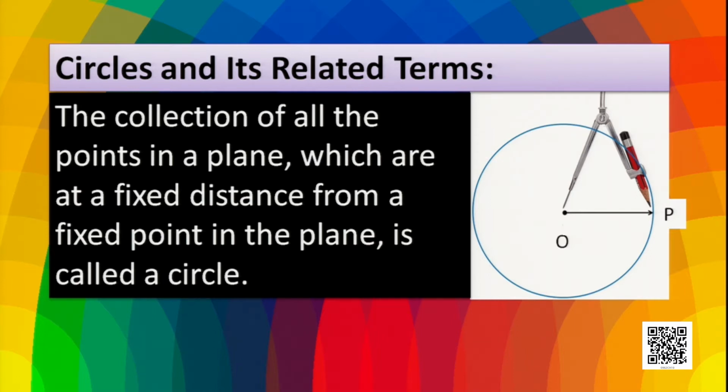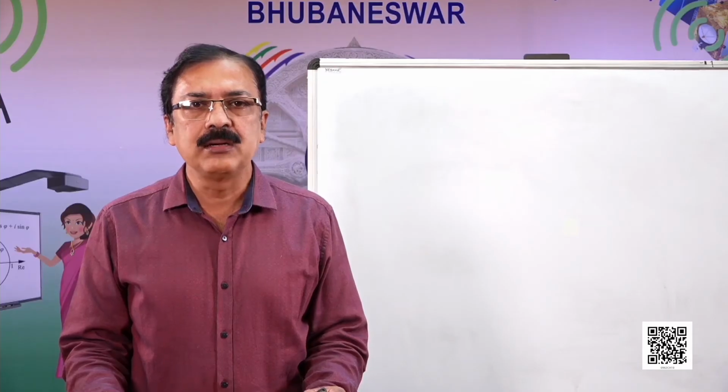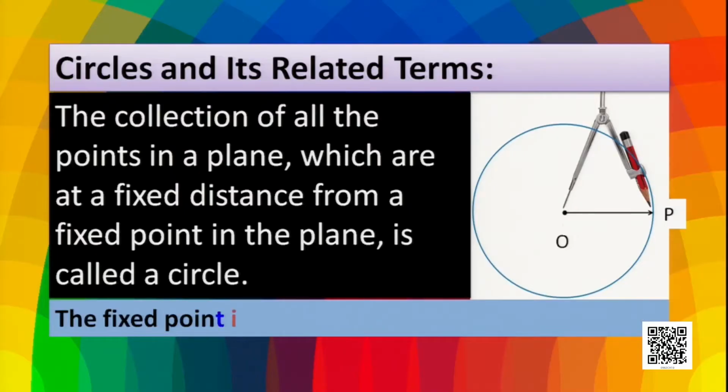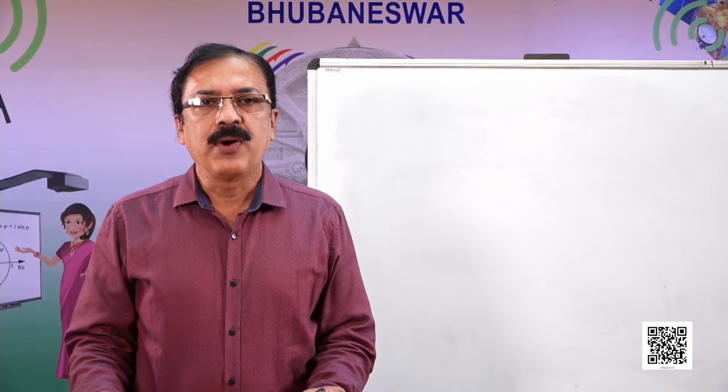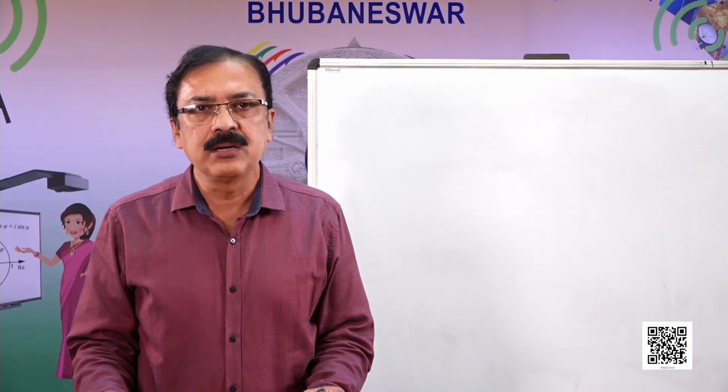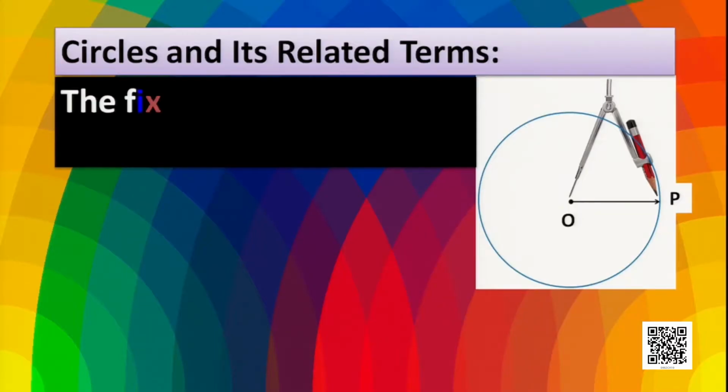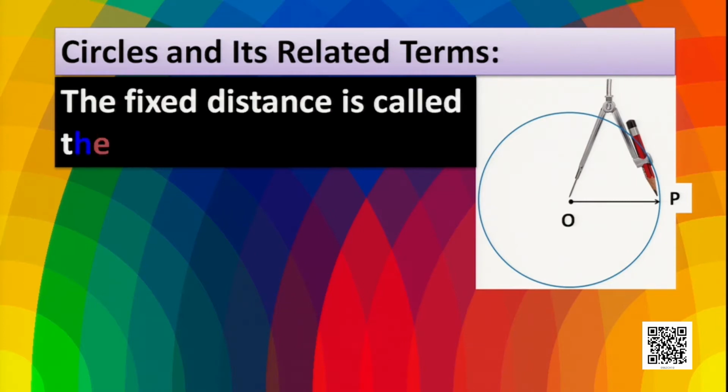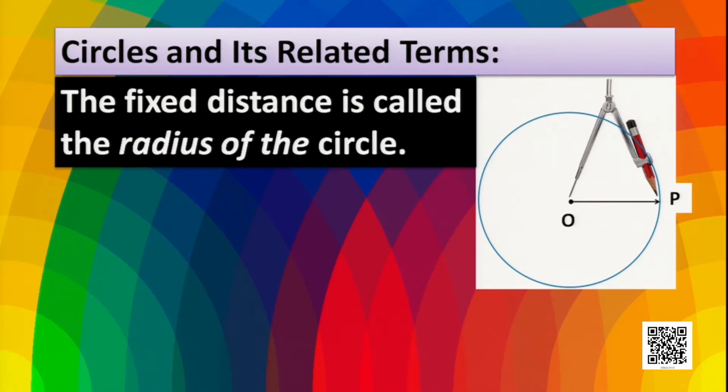And the fixed point, what is it called? The fixed point is called the center of the circle. So you see the center of the circle is the point where we fix the needle of the compass. Now, what is the fixed distance called? The fixed distance is called the radius of the circle.